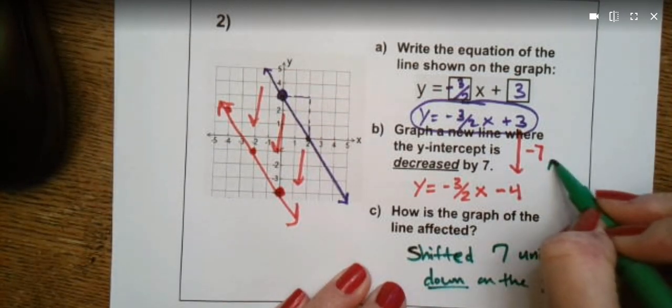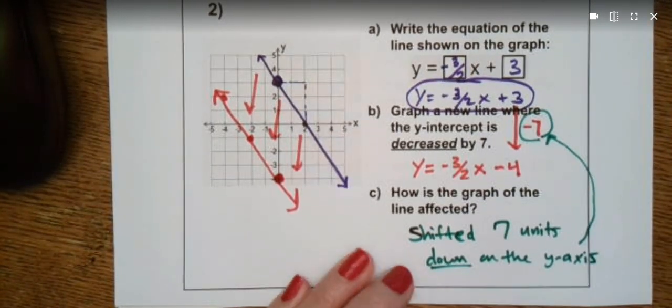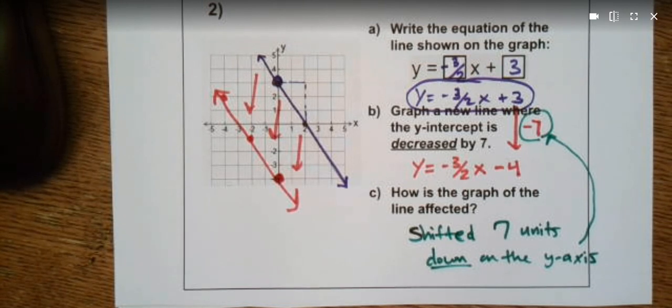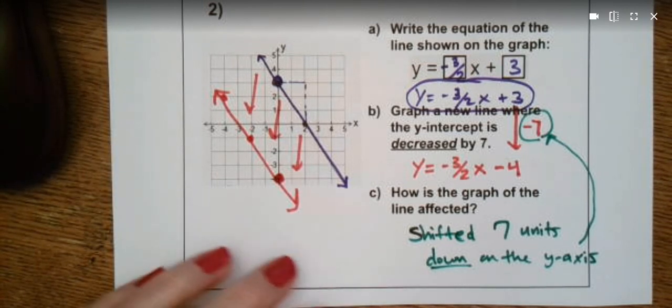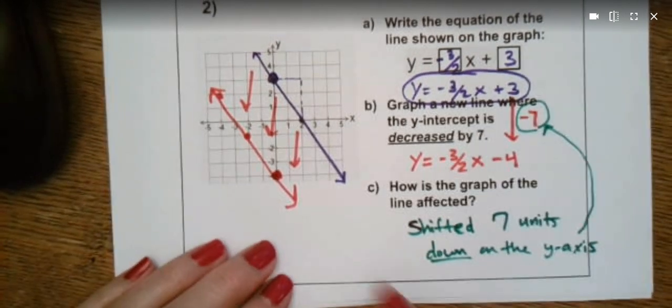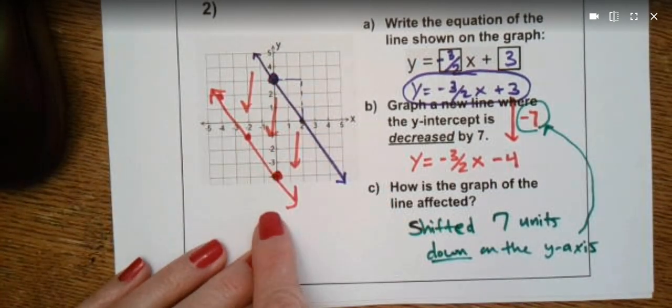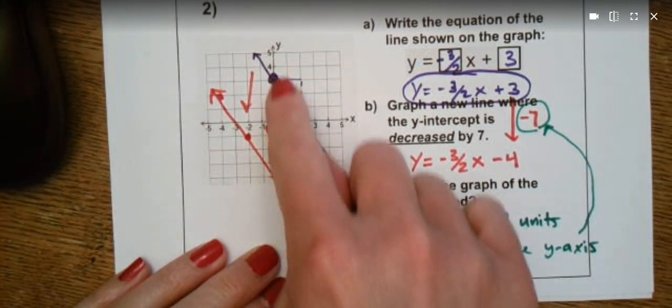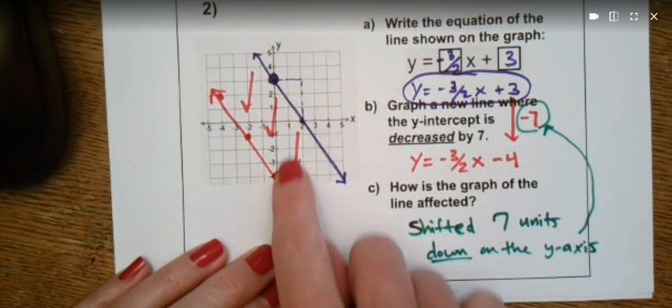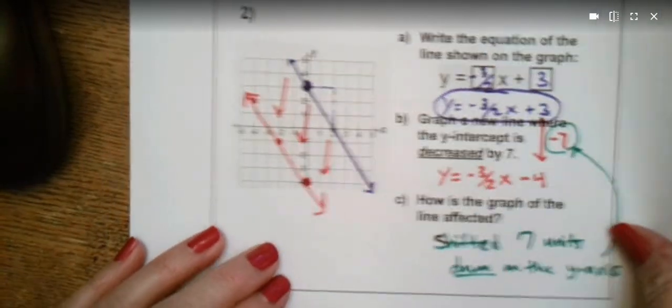And that is because we subtracted 7 from the y-intercept, and that's going to just shift it down. So anytime that I am changing the y-intercept, I'm changing where the line is going to cross the y-axis. I'm just simply shifting it up or down. If I'm adding, I shift up. If I subtract, I shift down.